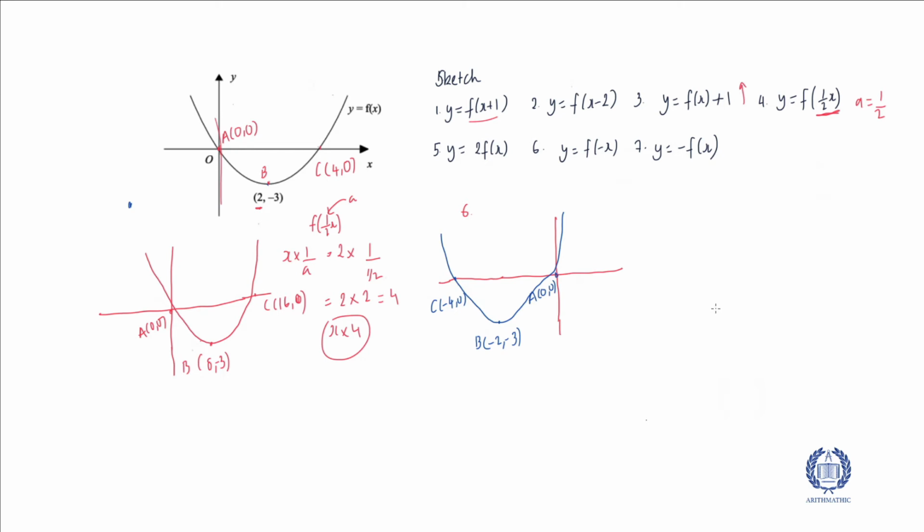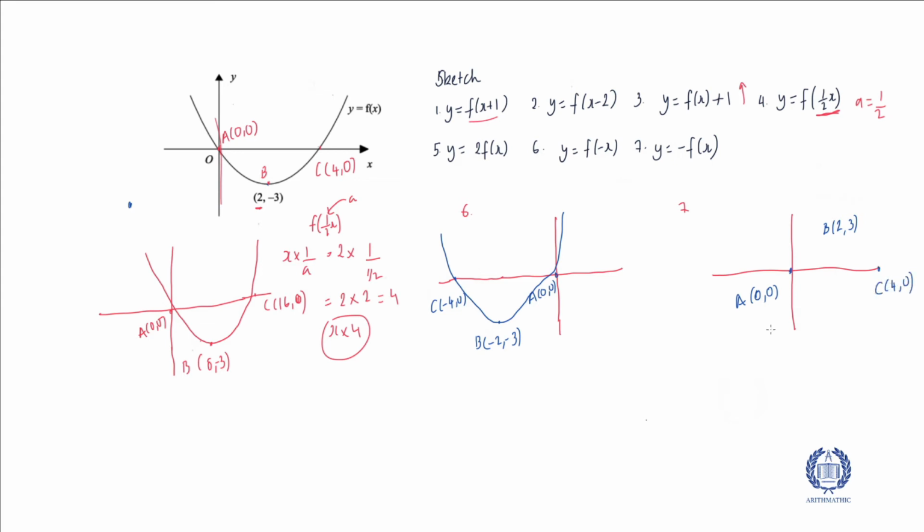Now for number 7, the last one, that is basically minus f of x. You're going to reflect that in the x-axis. So essentially, what's going to happen is your coordinate a is going to stay the same, so that's going to be 0, 0. And then your coordinate b is going to be reflected up in the x-axis. So b is now going to become here. So now the x stays the same, but it's the y that's changing. So that becomes 3. And then your c stays the same because the y value is still 0 here, right?